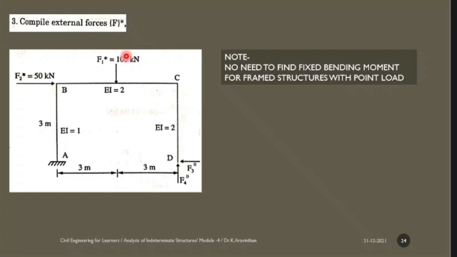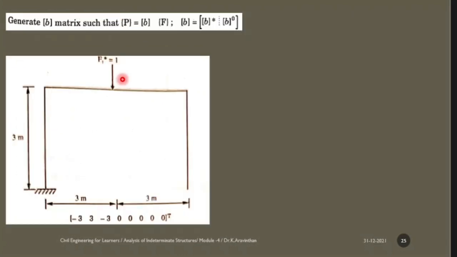Okay. B matrix consists of what? Applied force and redundant force. Yes or no? B star and B naught. So you have 2 number of cases. So how many B star elements are here? 2 number of star elements, and how many naught elements are there? 2 number of elements. So your B matrix will be 4 by 8.